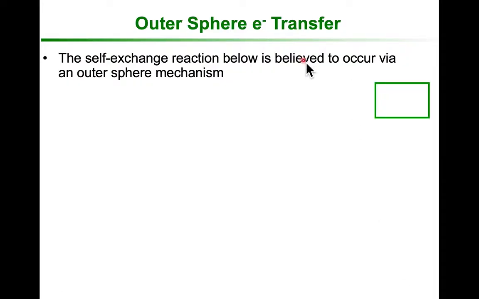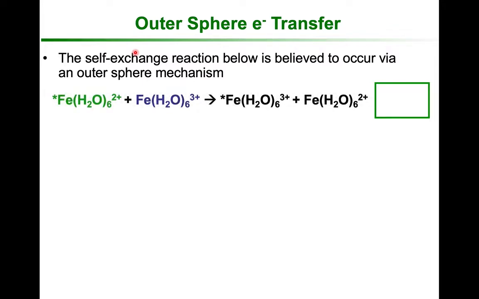All right, now we'll talk a bit about electron transfer. We're ultimately going to talk about two different mechanisms for electron transfer. First one we'll talk about is outer sphere electron transfer, and we'll often talk about these self-exchange reactions. And they're self-exchange because we have two reactants. But when those reactants react, we get two products which are identical to the two reactants.